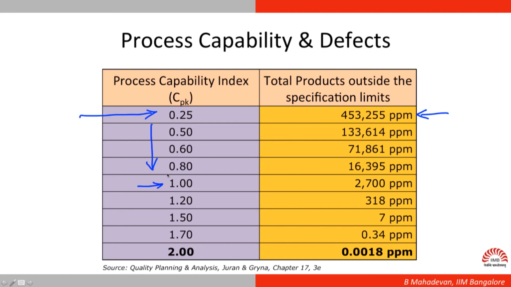For a process with a CPK of 1, the defects dramatically fall down to 2,700 parts per million. Let us say a CPK of 2, essentially the defects are 0.0018 parts per million. In other words, it is 1.8 parts per billion. That is what this number is. Now, CPK 2 is exactly a 6 sigma organization. So, CPK is a very good measure to predict defects coming out of a process.